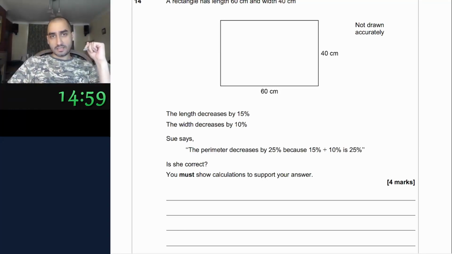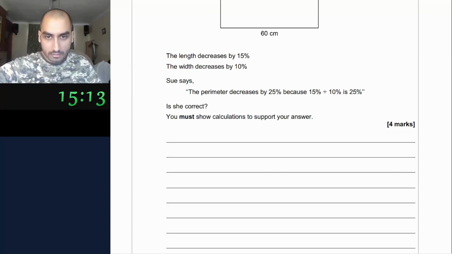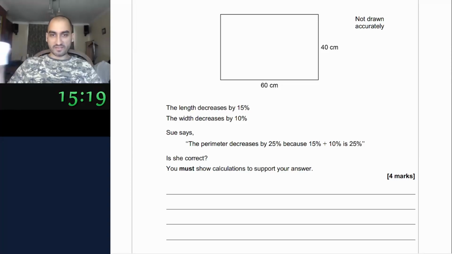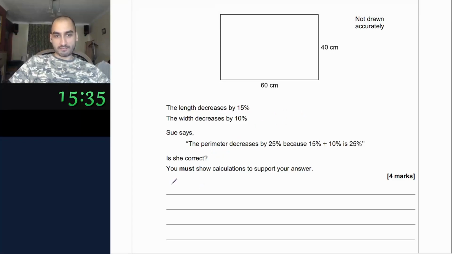Rectangle has length 60 and width 40. Must show calculations. Okay, so length decreases by 15%. What did she say? The perimeter decreases by 25%, because 15% plus 10% is 25%. Okay, that's so wrong. The perimeter actually decreases by something in between 10 and 15. I can't even say why her argument's wrong. It's just pulled out of a hat. So let's just calculate the actual decrease.